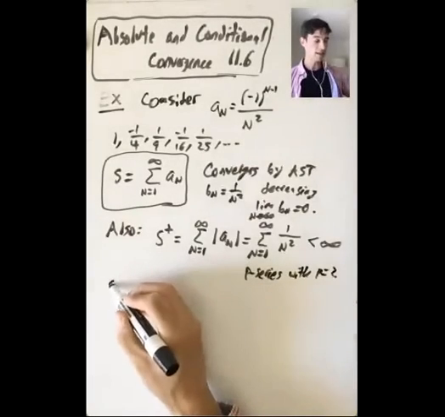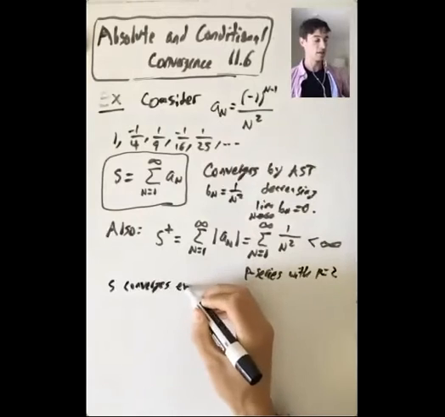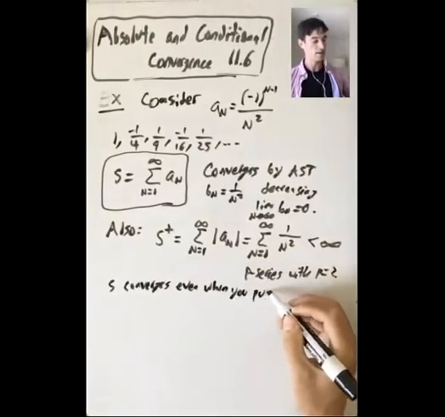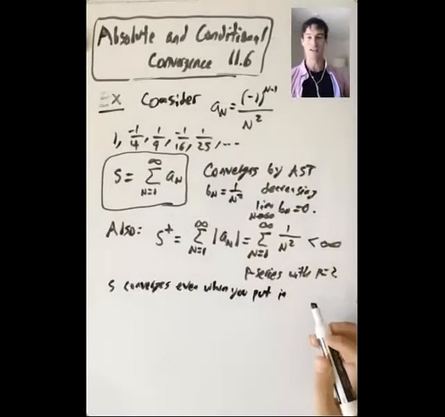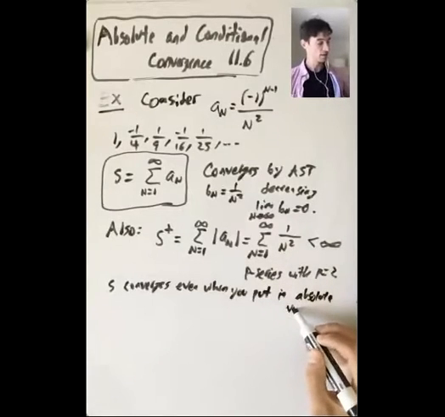So the point is that S converges even when you put in absolute value signs. And this is the beginning of the idea of absolute and conditional convergence.